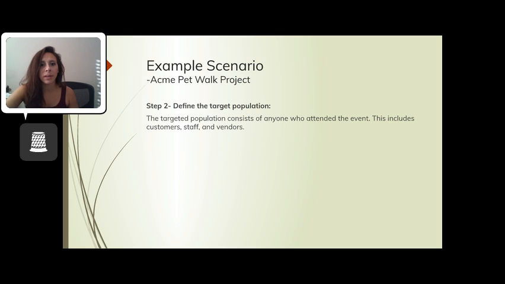So the next step, we're going to define that target population. I kind of already did that in the previous slide. The target population consists of anyone who attended the event. So this is going to be your customers, your staff, and your vendors.